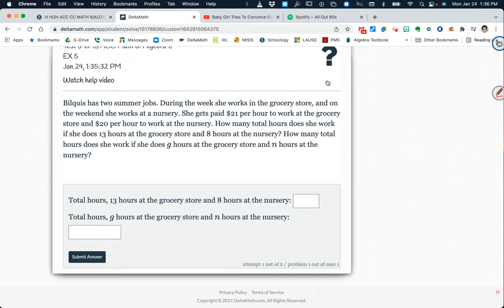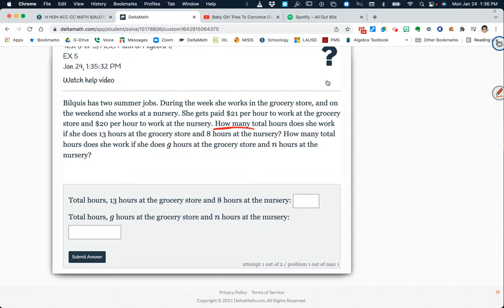Usually it's descriptive, and especially in these. Like here, obviously, they're talking about grocery and nursery. So are they asking for how many or how much? How many? You can usually hunt it down.